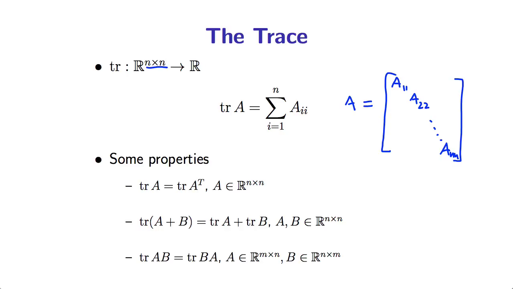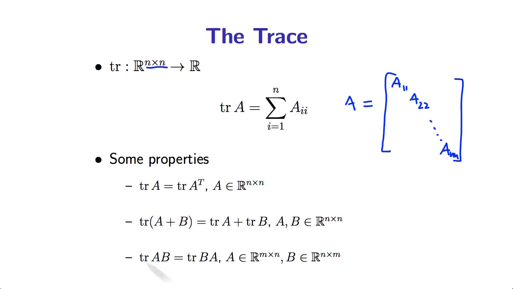Now, some important properties of the trace, which follow directly from this definition, are, first of all, the trace of A is equal to the trace of the transpose of A. Right? Transposing a square matrix will not change the elements on the diagonal. Another very simple property is that the trace of A plus B is just equal, of course, to the trace of A plus the trace of B. Doesn't matter if we first add the matrices and then sum their diagonal elements, or sum their diagonal elements and then add those two things.